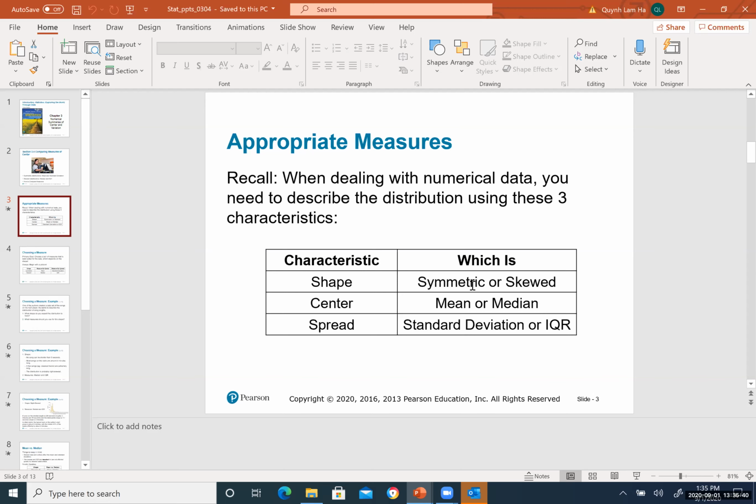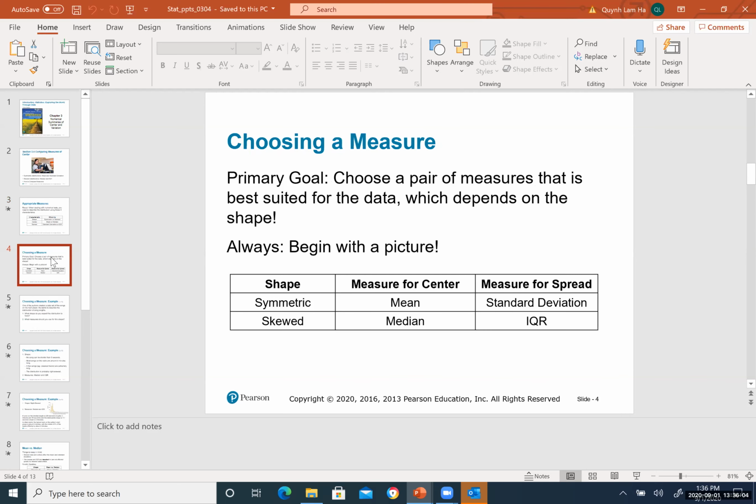For a symmetric distribution, you compute the mean and the standard deviation. For a skew distribution, you compute the median and IQR. IQR is the interquartile range, which is the middle 50% of the whole data. Let me show you this. You are comparing symmetric and skew. How do you compute the center and the spread?